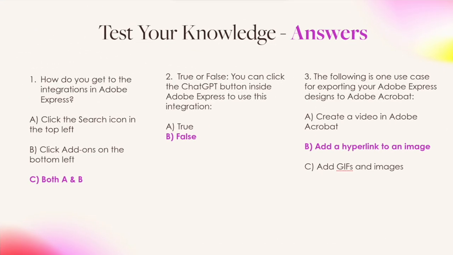And here we have our answers. Number 1, the answer is both A and B. You can either click the search icon or you can click add-ons on the bottom left once you are inside a project. Number 2 is false. You cannot click a ChatGPT button inside of Adobe Express. You need to start off in ChatGPT and then click your Adobe Express integration. Number 3 is B. You would use Adobe Express exported images in Acrobat to insert a hyperlink on an image.